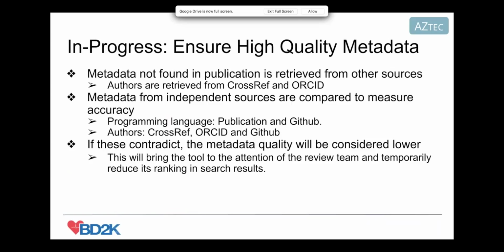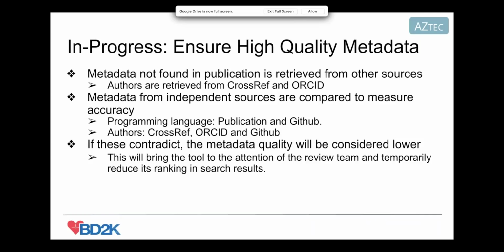So for example, authors will be able to be retrieved from both Crossref and ORCID. We'll be able to compare these results together and make sure they're consistent, and we're going to try to use that to measure the accuracy of the tool metadata. We'll also be able to check, for example, GitHub to find the authors, and those are independent sources.